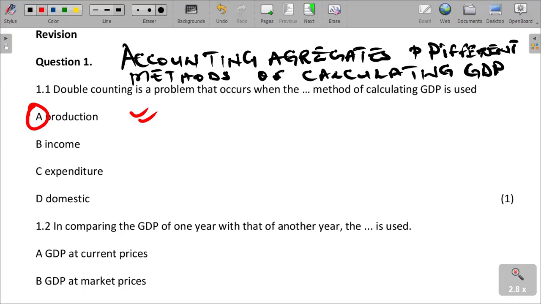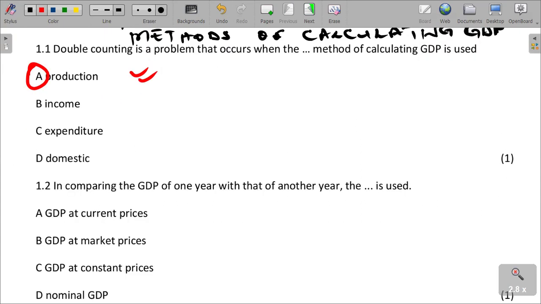I want you to understand that if intermediate goods are counted together with the final goods, the value will be counted twice. So to avoid double counting, only value added on each stage of production is what is included. We only add the value added at each stage of production in order to avoid double counting. So production method is the one that might have problems when calculating GDP.